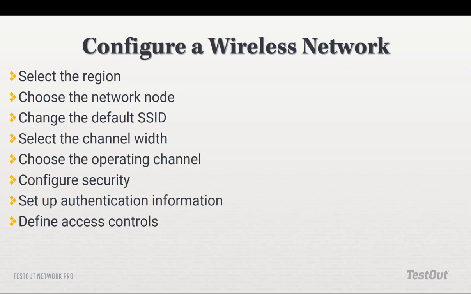Then you have the channel width. You're going to set whether it's going to be 20 or 40, the channel itself. Of course, you want to change the default SSID. For your security, use WPA2 Personal or WPA2 PSK. That's just pre-shared key. They're the same thing. It's going to give you a passcode. Then the authentication is the actual passphrase in there.